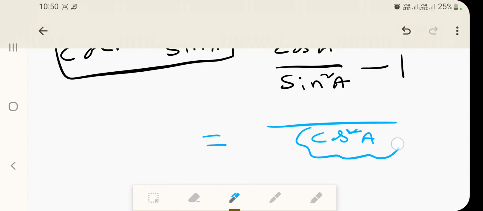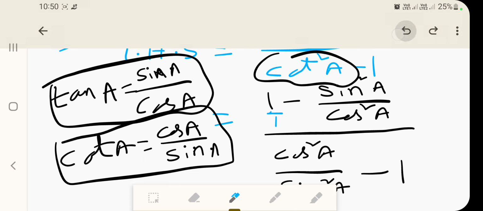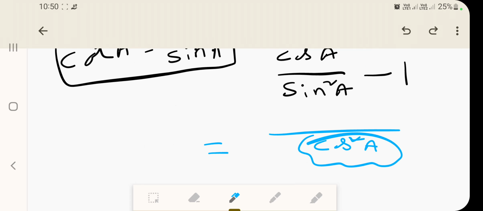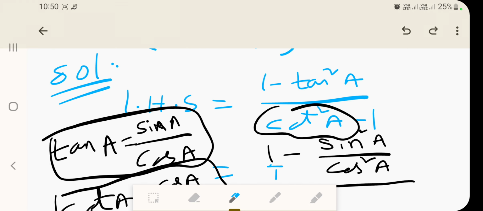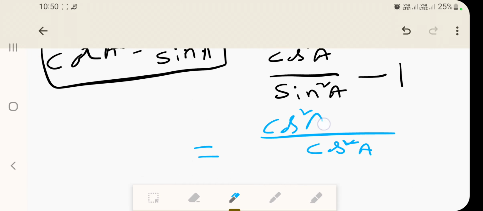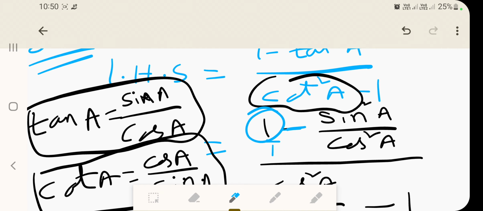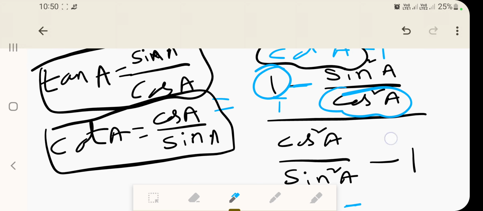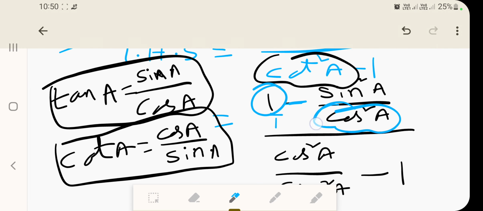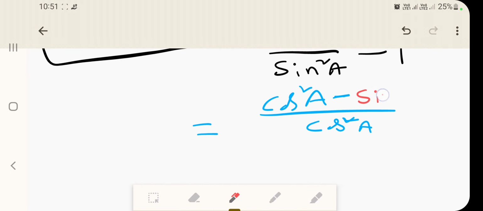As we have seen earlier also, cos square A divided by 1 is nothing but cos square A. That cos square A into this 1, we get cos square A, minus sin square A by cos square A. We have taken the LCM as cos square A, so this cos square A and this cos square A, if you divide, is 1. 1 into the sin square A in the numerator gives sin square A, whole divided by the LCM for the denominator.